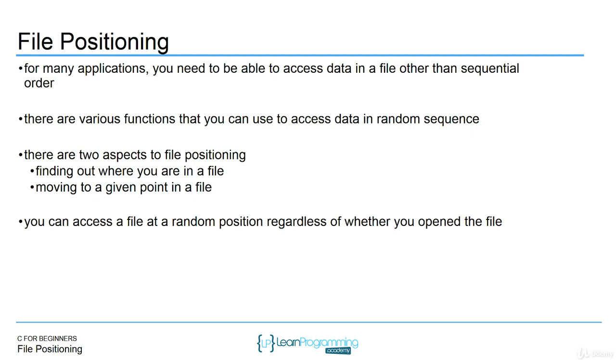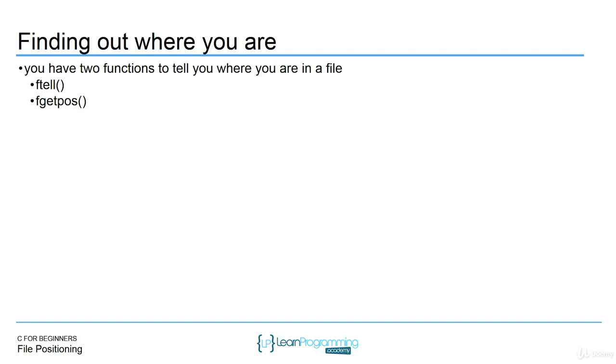So you can access a file at a random position regardless of whether you open the file. You can move your file pointer. You don't need to open up the file to change where you are, to see where you are. So finding out where you are, we're going to talk about first. You have two functions to find out where you are in a file. One is called ftell and one is called fgetpos, fgetPosition.